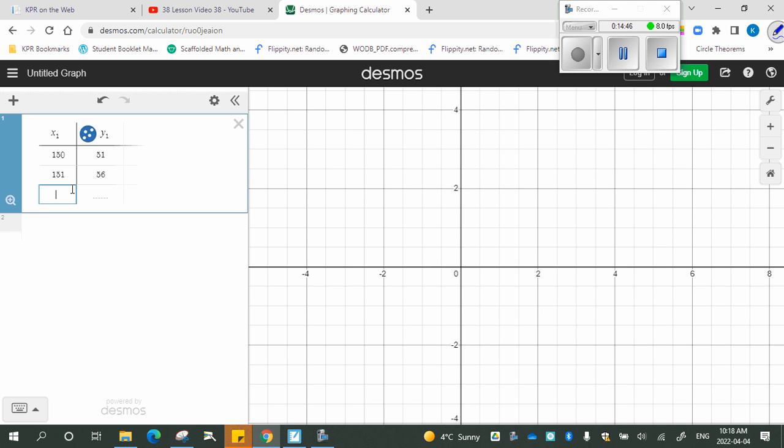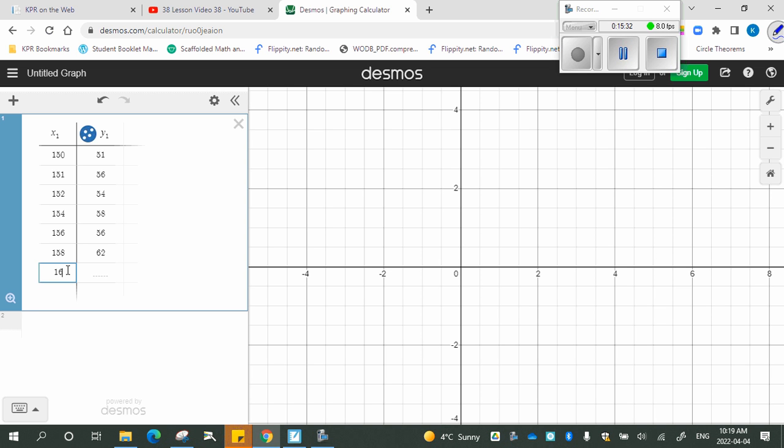And some people like checking them off once you're done so you don't get out of whack or miss a point, okay? 152 and 54. 154 and 58, 156 and 56, 158 and 62, 160 and 91, 161 and 65, 164 and 66.